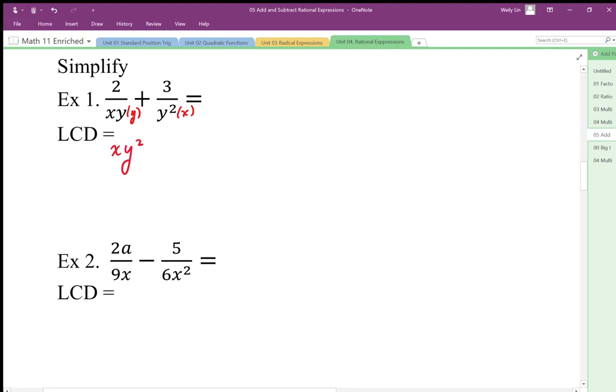Now, we are adding these together, so I have to make sure I multiply the top and bottom. I need to keep that fraction balanced. Same thing here, I need to multiply the top and bottom. So our new fraction becomes 2y plus 3x in the numerator, and our common denominator is xy squared. These are unlike terms, we cannot group them together. They just have to stay separate like this as a binomial in the numerator.